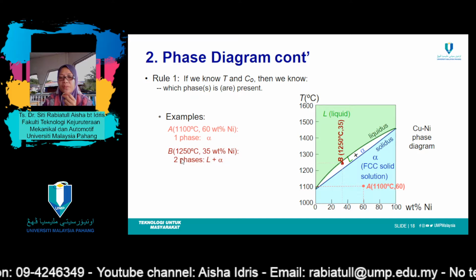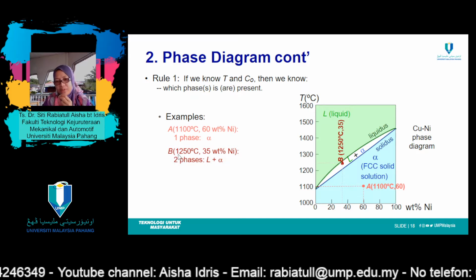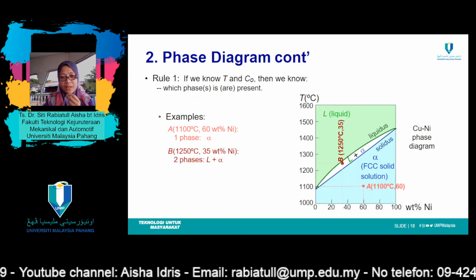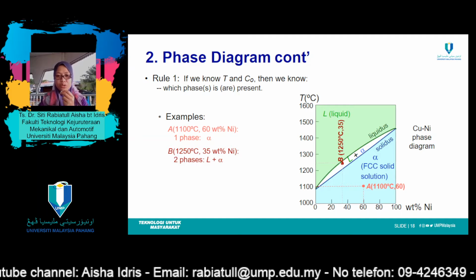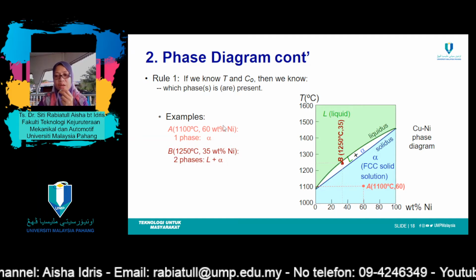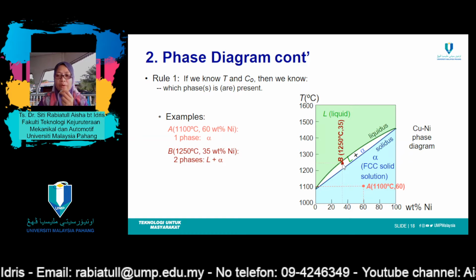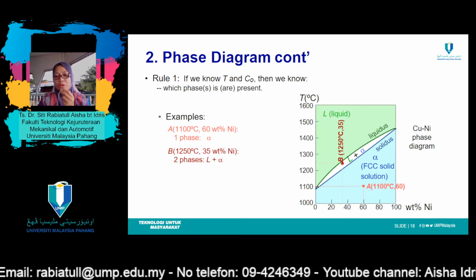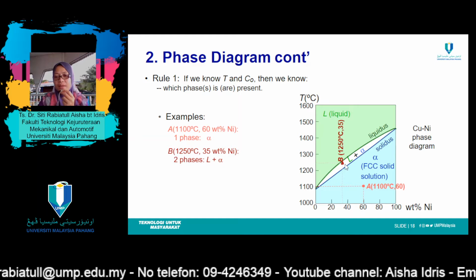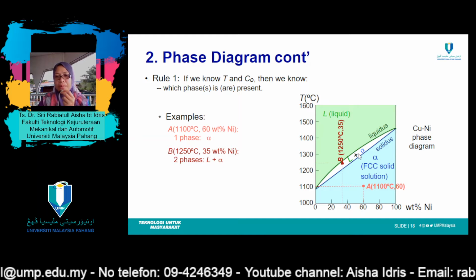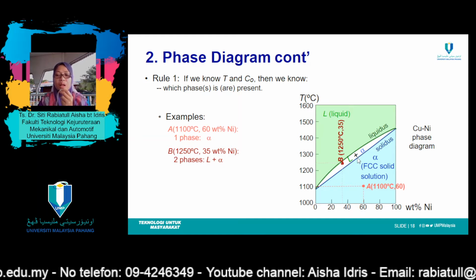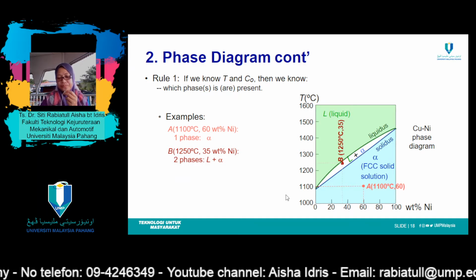And for case B, we know that the temperature is 1250 degrees C with C naught equal to 35% of nickel, which falls in this area. So two phases exist in this area, which is liquid plus solid, or L plus alpha over here.